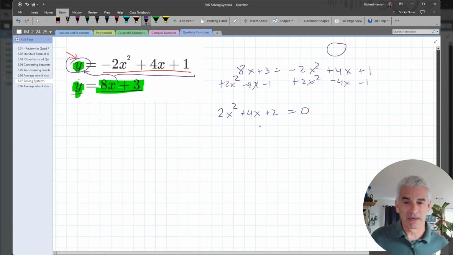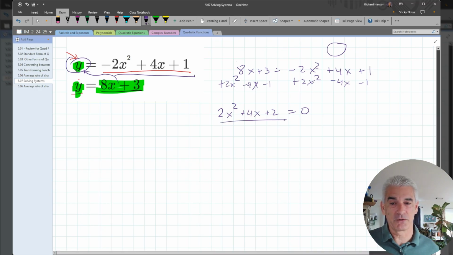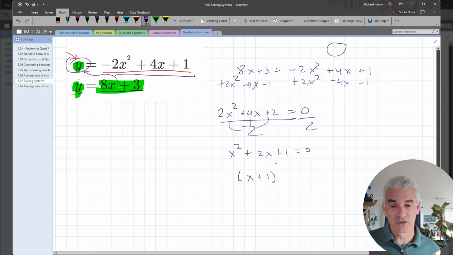One of the things I notice about this is that each coefficient is a multiple of 2. So I'm going to divide both sides by 2, dividing 2 into each of these terms. So I get x squared plus 2x plus 1 equals 0. And now I have to solve this quadratic equation. Does it factor? It actually does. Looks like it's x plus 1 squared.